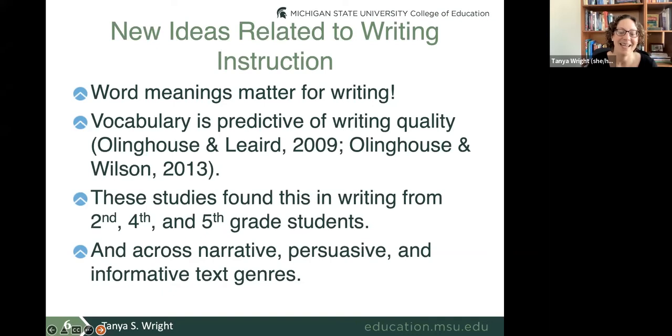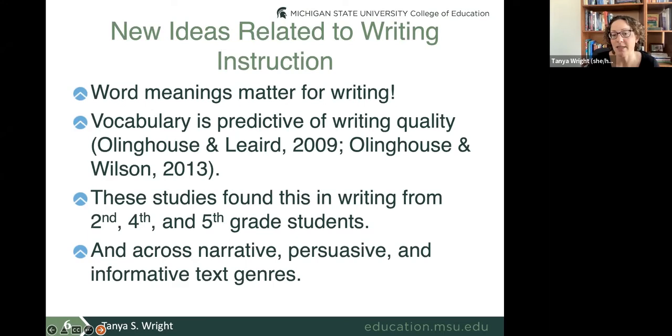So some things like aligning with the genre, right? Or sometimes kids score better on writing rubrics if they just write more, like length, to express their ideas. Vocabulary adds to writing quality above some of the other things that we know about writing. And that makes a lot of sense, right?